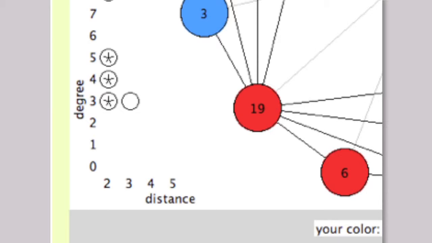Okay, so this, for instance, is telling you about somebody who's 3 hops away from you in the current network structure and has 3 neighbors. Okay, and if there's a star here, it simply means there's more than one party at that particular location.